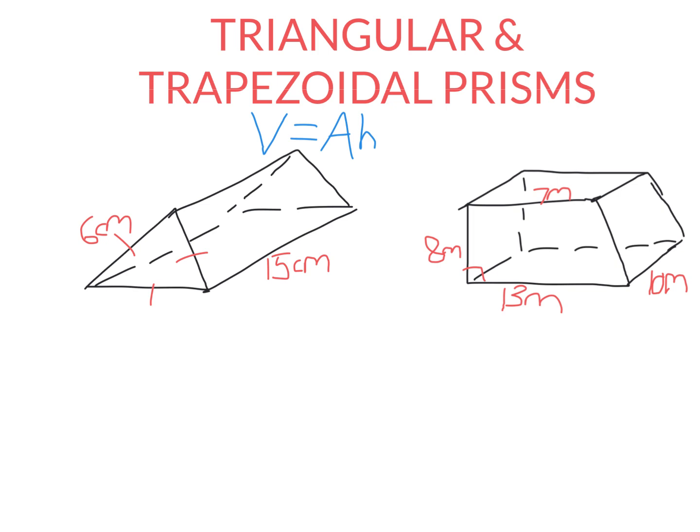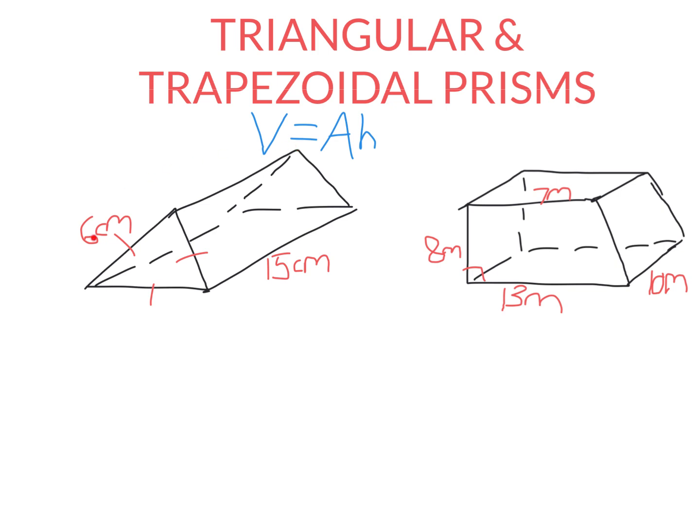So remember, a prism is a solid with a consistent cross section. This is a prism because the front and the back are the same shape, same size. Here, this is a prism. The cross section that's consistent is a triangle. So the volume of any prism is nice and easy. It's area of the base times the height.